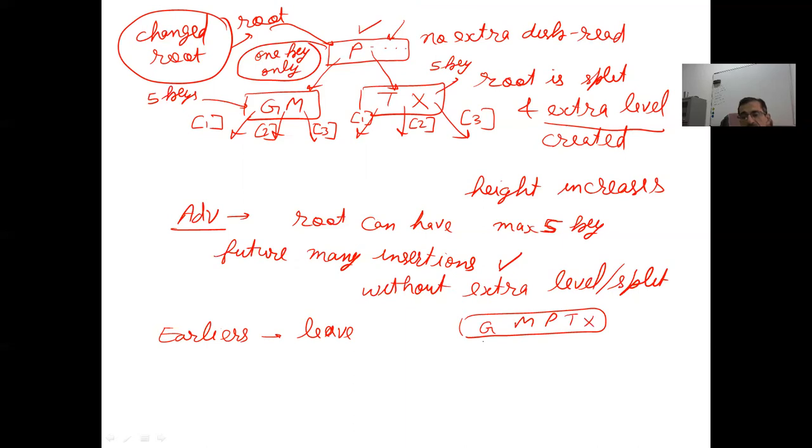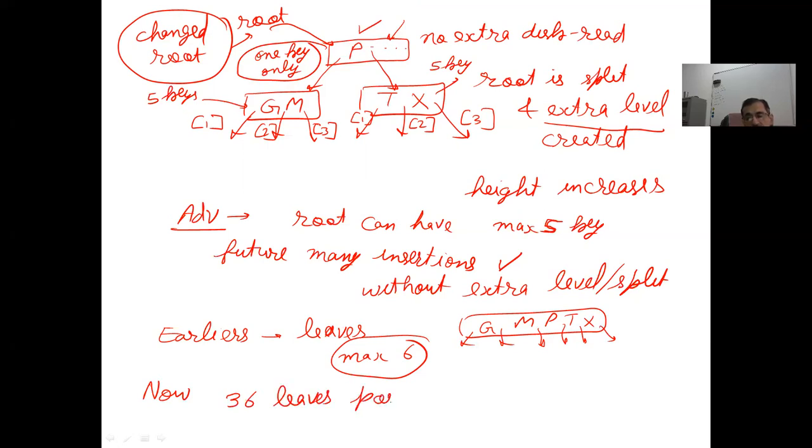This could be the best case. So leaves which were possible were maximum 6. Now, how many leaves will be possible? Effectively, 36 leaves will be possible, because P is root.